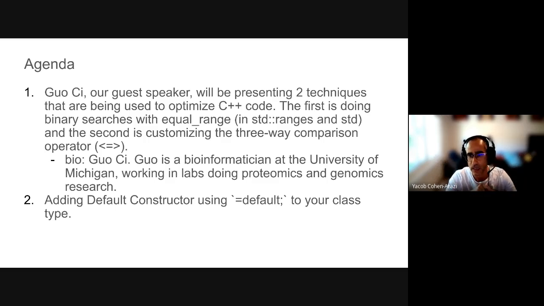Guo Ci is a bioinformatician at the University of Michigan, working in labs doing proteomics and genomics research. I did some preparation on that a few days back, and I forget how to pronounce these names. Sorry about it. And then we have a couple more things if time permits.